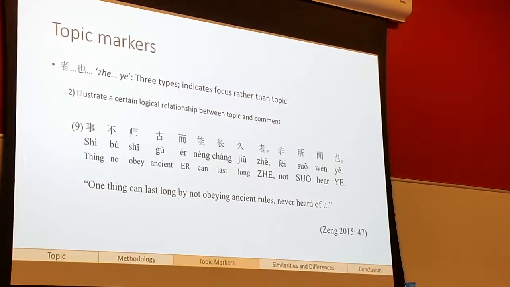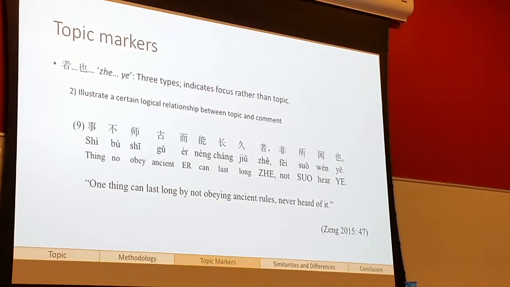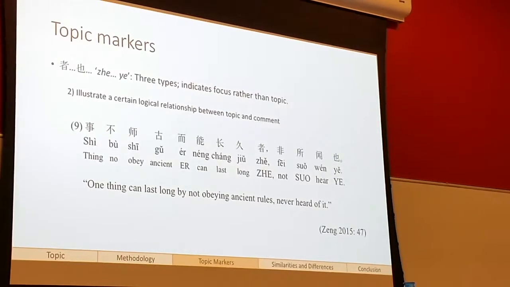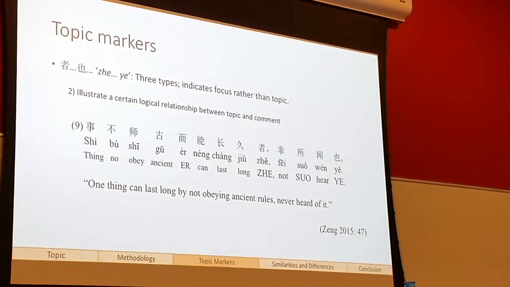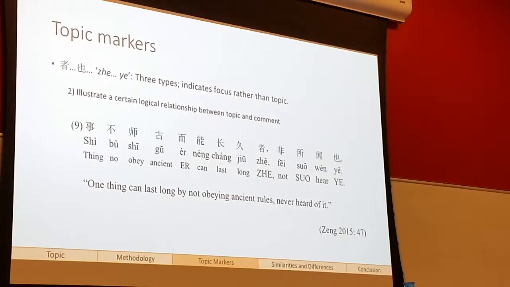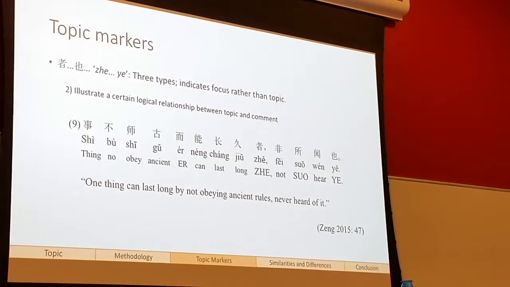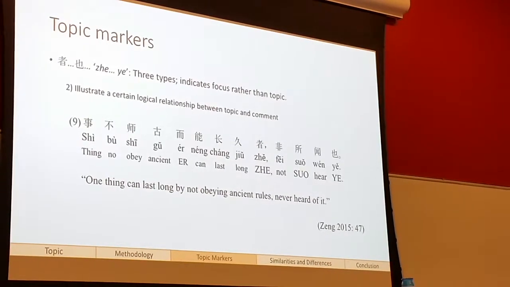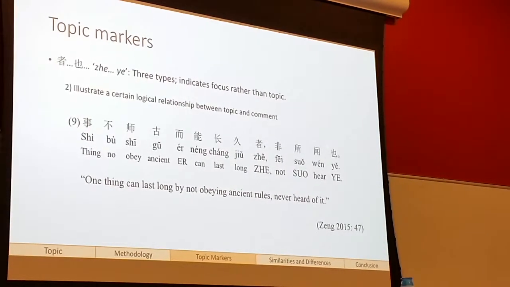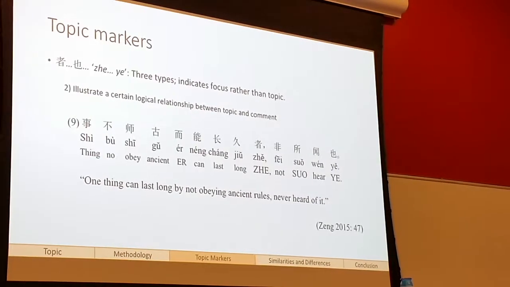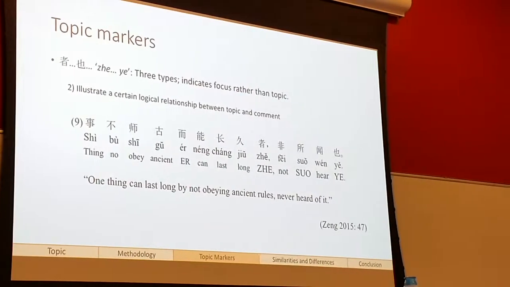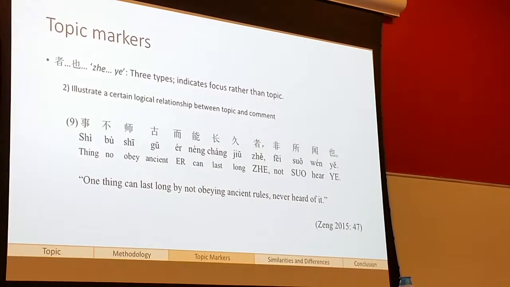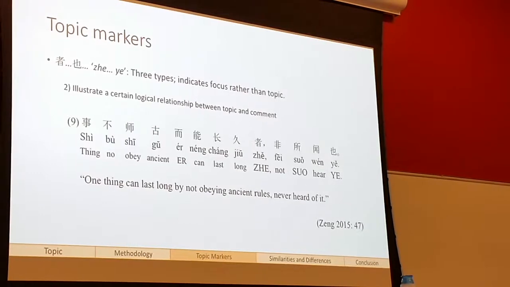The second type of 哲也 is to illustrate a certain logical relationship between topic and comment. So it means that 去解释主语和其他成分之间的关系. So in Example 9, 师不师古而能长久者，非所闻也. So 者也 here, you can see the relationship between the things. One thing that can last and not obey the ancient, and you never heard of it. So there is a relationship between topic and comment.